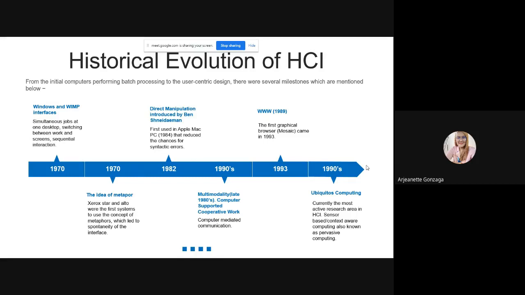In 1990s naman, yung multimodality or yung computer-supported cooperative work. And 1993, yung WWW or yung ating World Wide Web HCI na develop. So, yung first graphical browser, 1993 yan. So, pinanganak pa lang ako nun. So, in 1990s, the ubiquitous computing. So, currently, the most active research area in HCI is the sensor-based or yung context-aware computing, also known as the pervasive computing.